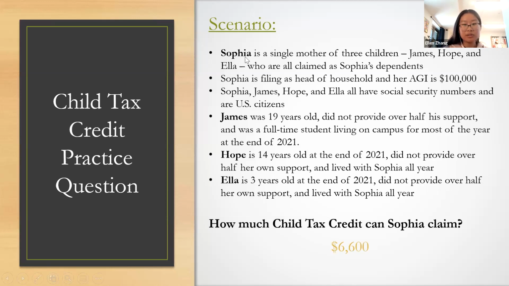Sophia's children meet all the requirements to be Sophia's dependents, as we can see here, because she does claim them as her dependents. Her AGI is below the limit. They all have social security numbers, are US citizens, so they meet most of the requirements. Now, the big difference here is their ages.